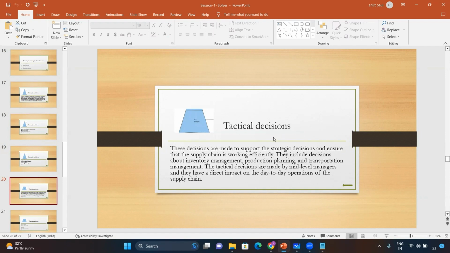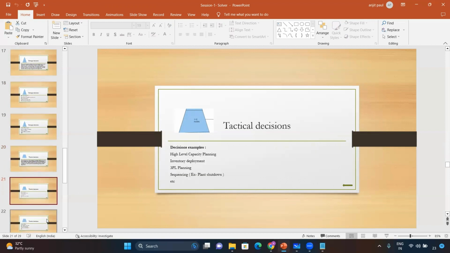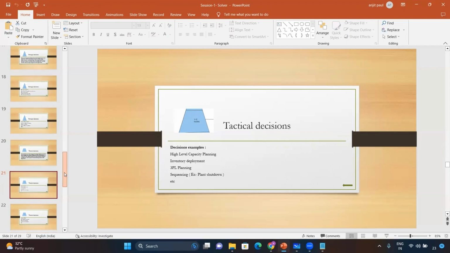So obviously, the type of decisions they take under the tactical decisions will definitely impact the day-to-day activities of the operations of the supply chain at the lower level. And what are the decisions that we can take at the tactical level? High level capacity planning, inventory deployment, 3PL planning. 3PL means third party logistics planning, sequencing, that is the plant shutdown for maintenance, etc. Those types of decisions we can take under the tactical decisions.